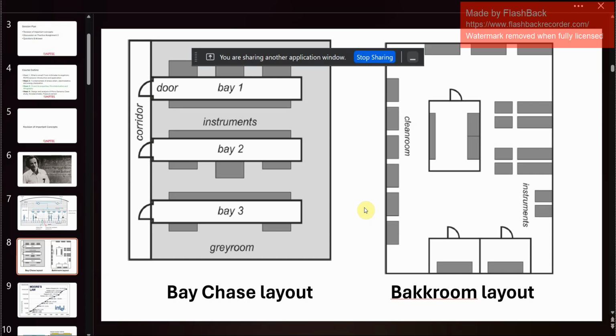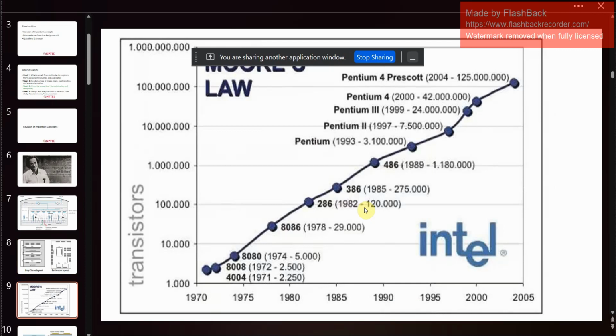But again, it completely depends on your requirements and what your process demands. So in some cases the bay layout is good, in some cases the ballroom layout is good. In most of the research kind of facilities, the ballroom layout is what is used.